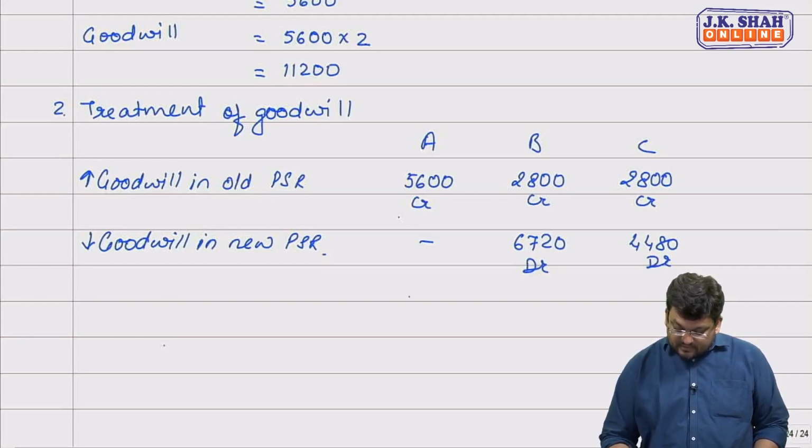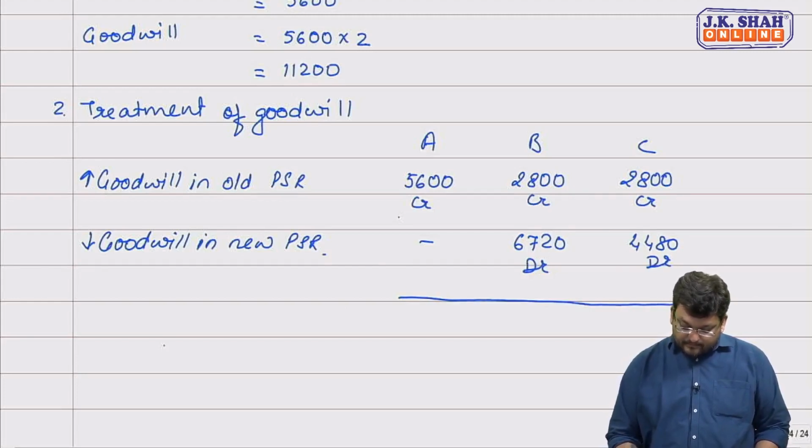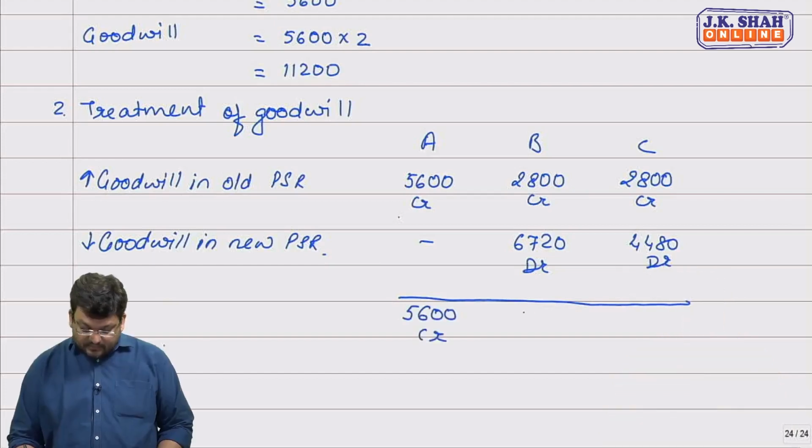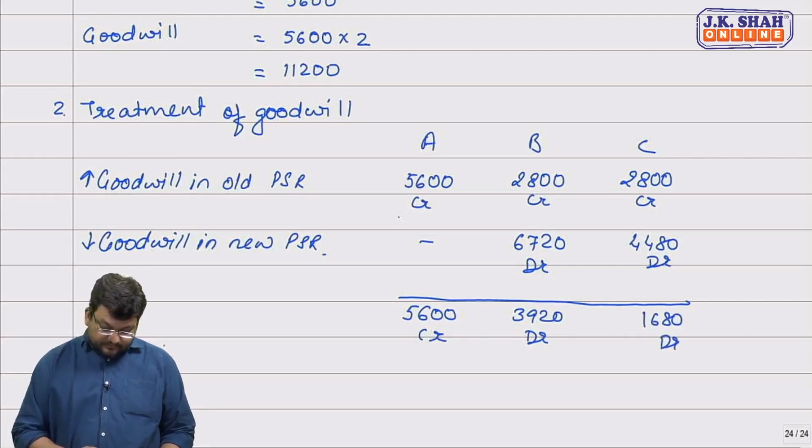So the net treatment of goodwill: A's account will be credited with 5,600. B will be made debtor with 3,920 and C will be made debtor with 1,680. Correct.